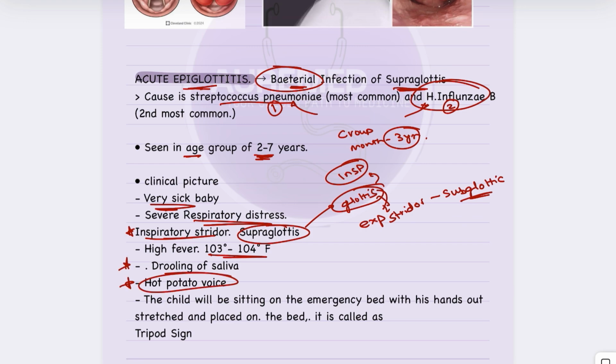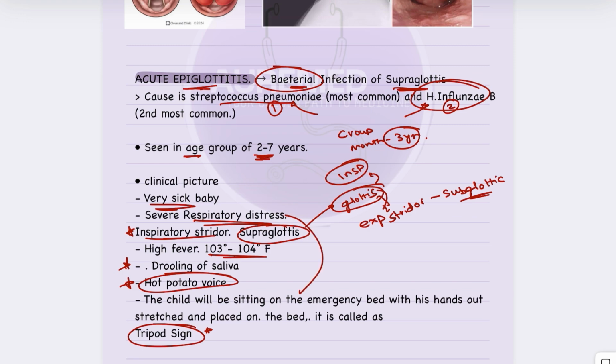Hot potato voice is basically when you eat something hot and then you try to speak while you eat something hot, and you'll have this hazy voice of hot potato voice. It's like, I am having a lot of food. So, this is basically a hot potato voice which is seen in these children.